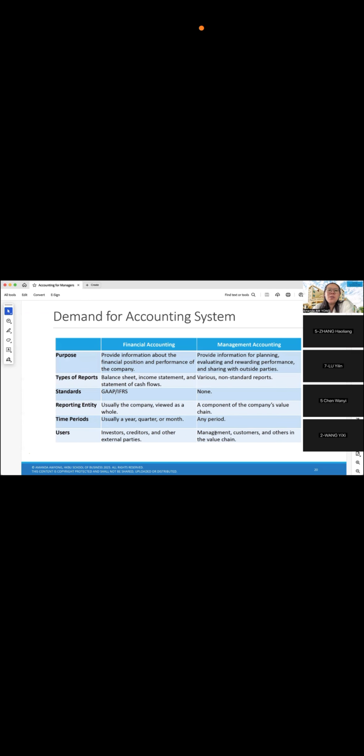Finally, the users of FA would be investors, creditors, and typically parties external to the firm who want to evaluate the firm performance. Whereas the users of MA are typically top management, customers, and others in the value chain, your suppliers, your customers, people who have a vested interest in how your firm is being run internally. So this is a broad overview of the purpose of FA versus MA in accounting.